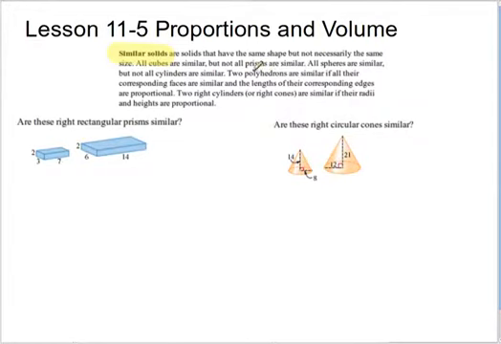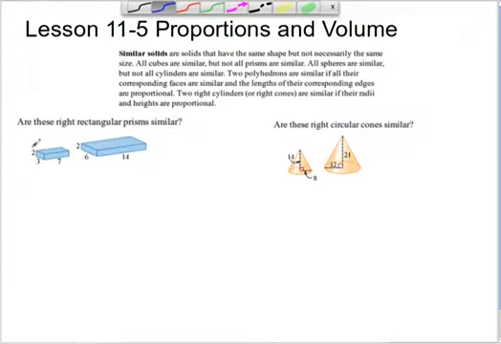The heart of the matter is right here. It says two polyhedrons are similar if all their corresponding faces are similar and the lengths of their corresponding edges are proportional. Alright, so let's do a little checkup on that first. Let's check the ratio of the edges here.